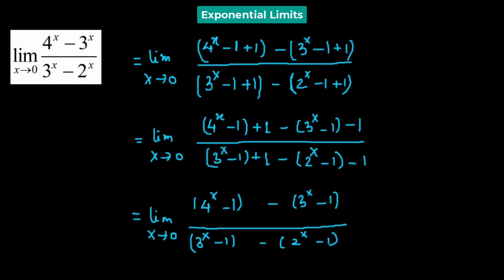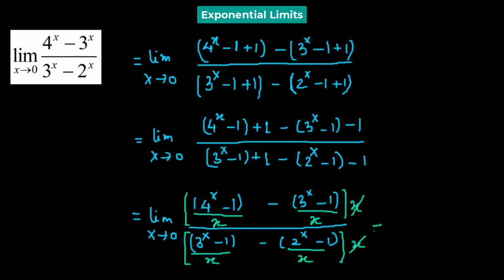Now what we will do here is divide each term by x, and multiply the entire numerator by x. Similarly for the denominator, we are going to divide each term in the denominator by x and multiply the entire denominator by x, so that we can apply the definition of limit. So this x and x get cancelled out. Now applying the limit to each of the terms in the numerator as well as in the denominator, we'll have log of 4 minus log of 3 divided by log of 3 minus log of 2.